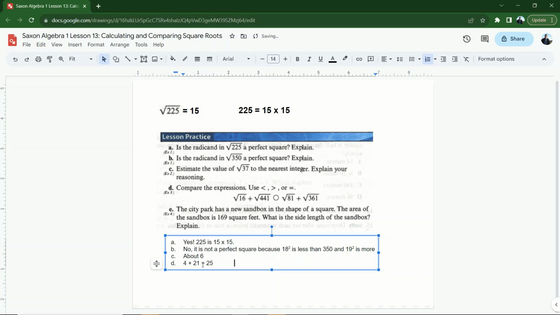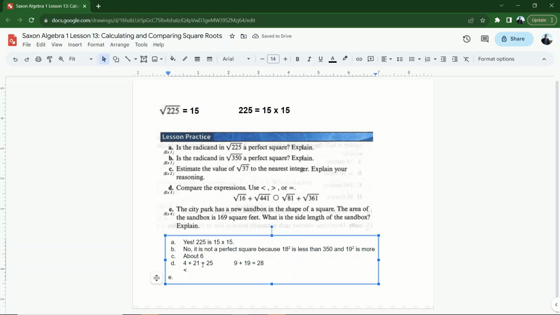The right-hand side is going to be, well, the square root of 81 is 9. And then the square root of 361, I think that's 19 times 19. So it's going to be 9 plus 19, which equals 28. That means that the numbers on the left are less than, when I evaluate it, the numbers on the right. Just please keep in mind when I evaluate these, I'm writing them without the radical symbol anymore.